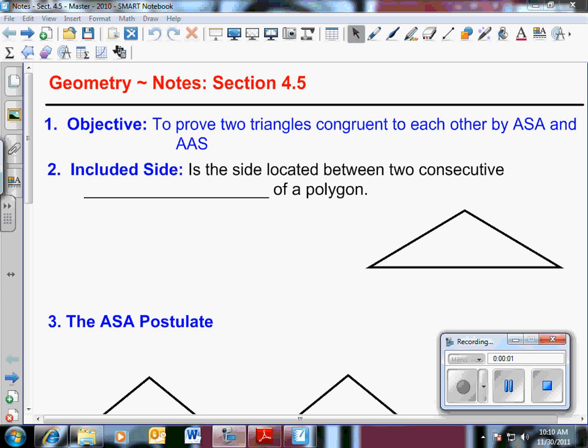Blocks 1 through 7. Why is it recording?